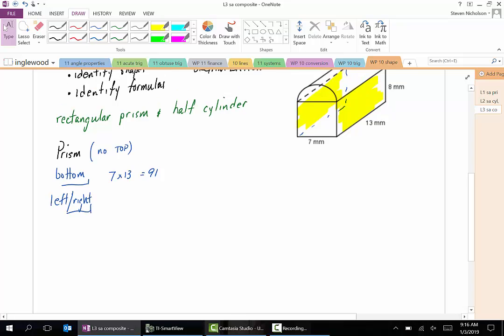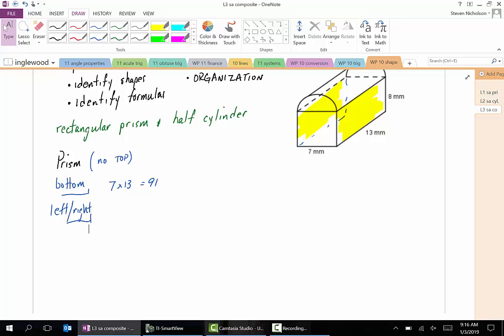In this one right here, the height of that rectangle is 8, and the length of it is 13. So we're going to have 8 by 13, which is 104. But again, we have 2 of them, so there's our double, 2 times 104.